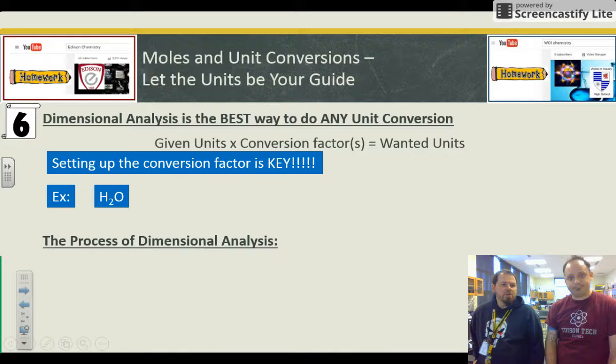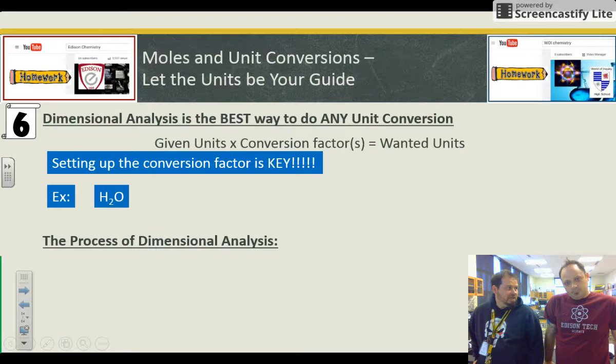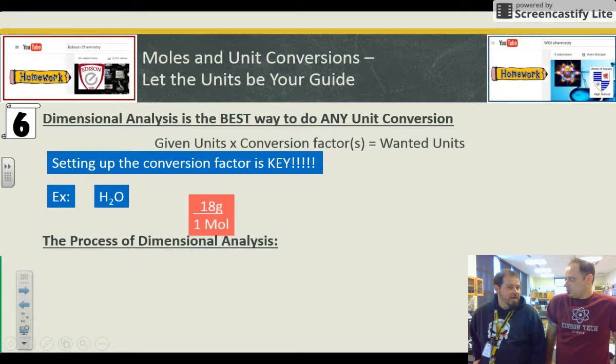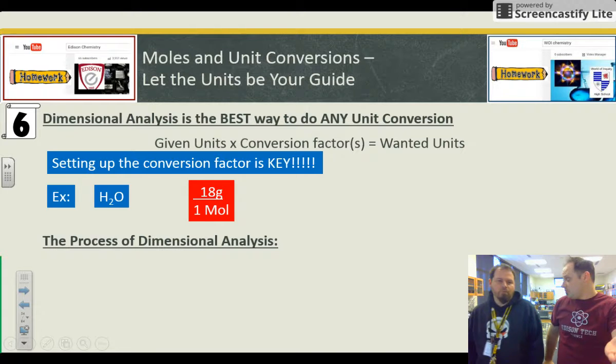So we learned how to do gram formula mass last video. So hydrogen's 1, and there's 2 of them, so that's 2. Oxygen is 16. Add that all up, and water becomes 18 grams per mole. Right, and this is video 5. How do we figure out the mass of 1 mole of water? We did this. We found out that 1 mole of water weighs 18 grams. I just did it real fast.